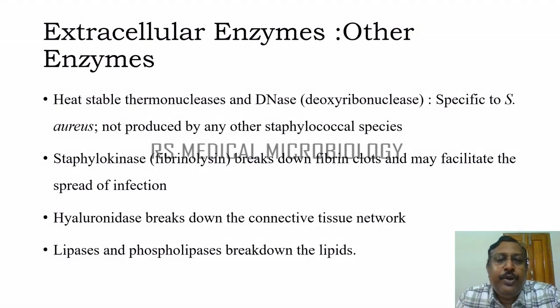The other enzymes you have are the heat stable thermonuclease and DNase enzyme, which are not produced by any other staphylococcal species like your, now you call it as SOSA, earlier it was termed as CONS or coagulase negative staphylococci. The staphylokinase is one which breaks down the fibrin clots and this helps in spreading the infection locally. There can also be hyaluronidase which breaks down the connective tissue network, and lipases and phospholipases to break down the lipid component of it.